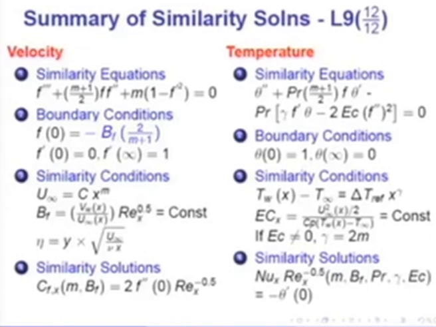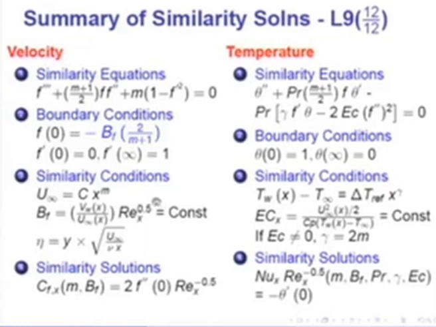So, with this I conclude my discussion on the similarity method as a whole, and therefore, it is time that we looked at the summary of the equations and the boundary conditions. For the velocity boundary layer, the similarity equation is this: f triple prime plus (m plus 1) f double prime plus m (1 minus f prime squared) equals 0, where m is the pressure gradient parameter. The suction and blowing parameter comes in through the boundary condition f0.